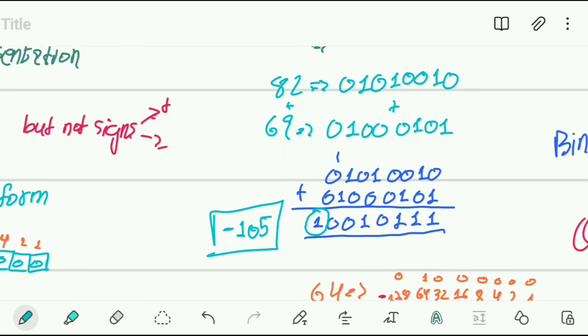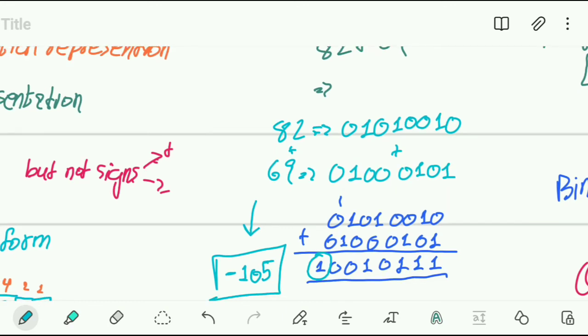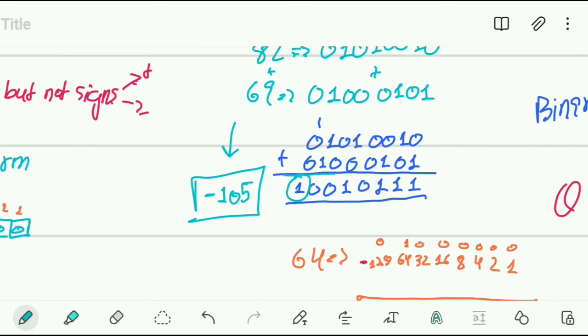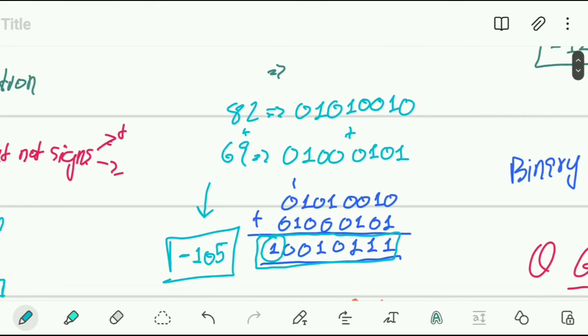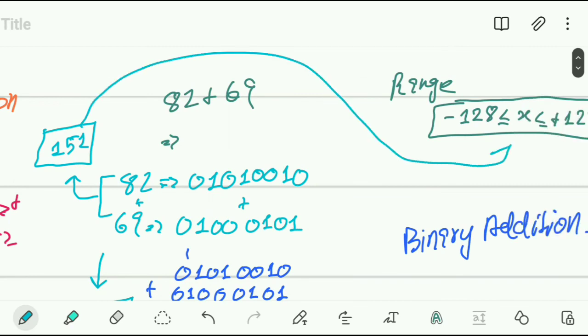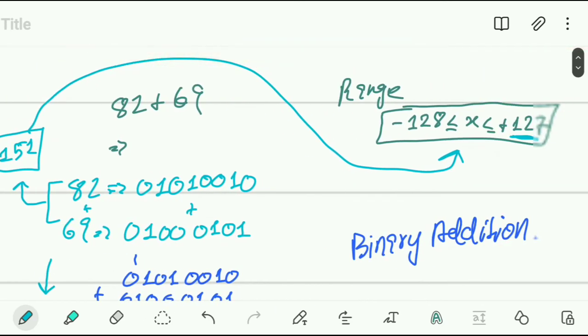So let me ask you, if we add these two numbers, where did minus 105 come from? Come on, 82 plus 69 is 151, not minus 105. This binary representation is telling us that the answer is minus 105, which is impossible, which means there is an overflow. And why is there an overflow? Because we are adding 82 plus 69, which is exactly 151, and 151 is outside the range. It must be in the range up to 127, but it's outside the range. So this is known as overflow.